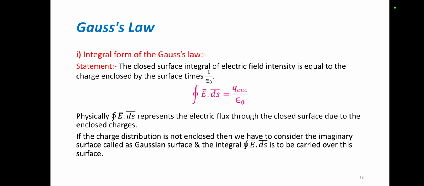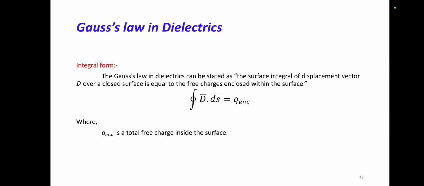Physically, the closed integral E bar dot ds bar represents the electric flux through the closed surface due to the enclosed charges. If the charge distribution is not enclosed, then we have to consider an imaginary surface called a Gaussian surface, and the closed integral E bar dot ds bar is to be carried over this surface. In this way we have discussed the Gauss law.